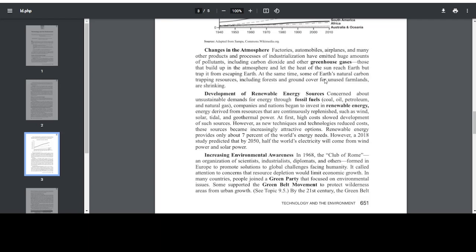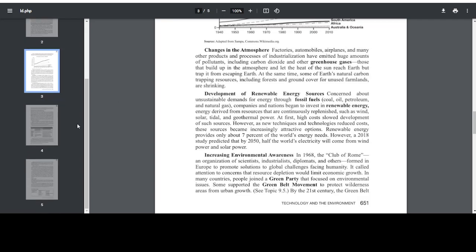Development of renewable energy sources. Concerned about unsustainable demands for energy through fossil fuels, coal, oil, petroleum, and natural gas, companies and nations began to invest in renewable energy: energy derived from resources that are continuously replenished, such as wind, solar, tidal, and geothermal power. At first, high costs slowed development of such sources. However, as new techniques and technologies reduced costs, these sources became increasingly attractive options.